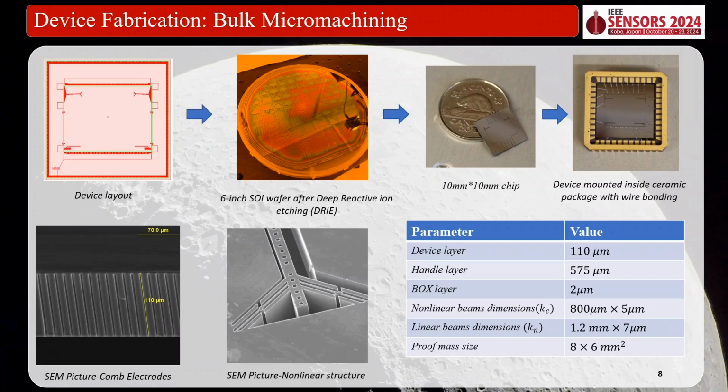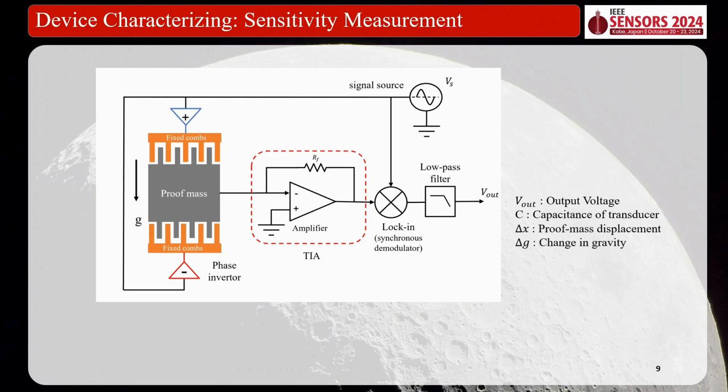So these are two SEM pictures of our devices. This is a part of the nonlinear beams, and the other one is a cross section of the electrodes. And also we integrated the device with two sets of combs at the top and bottom to measure the displacement differentially.